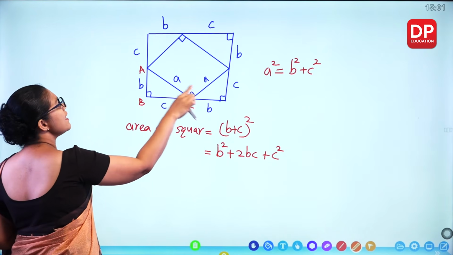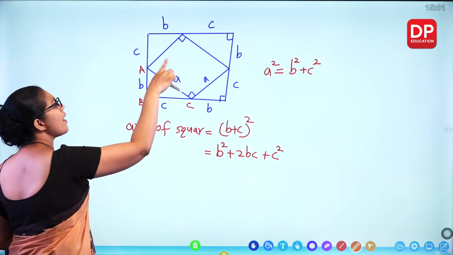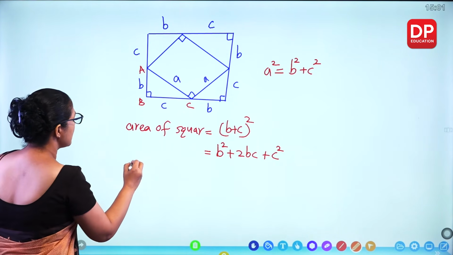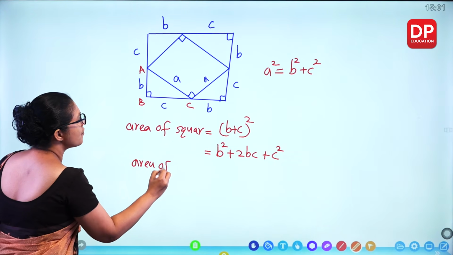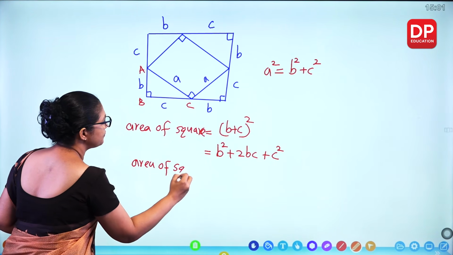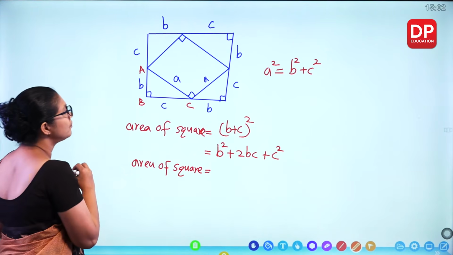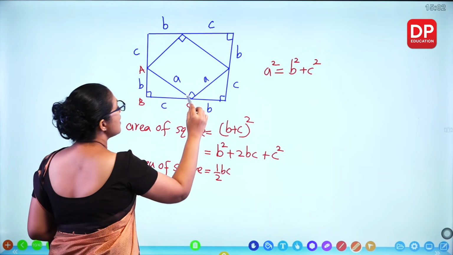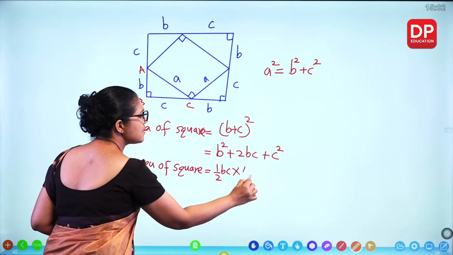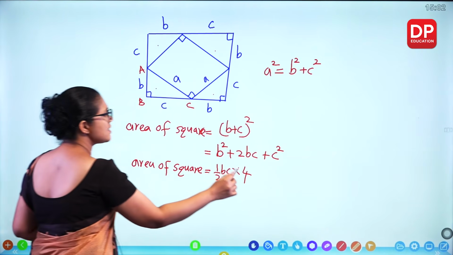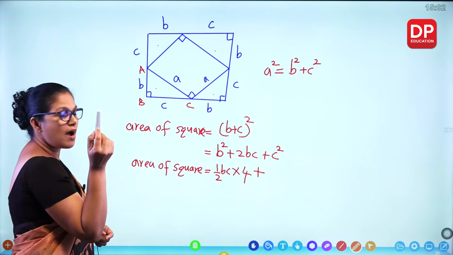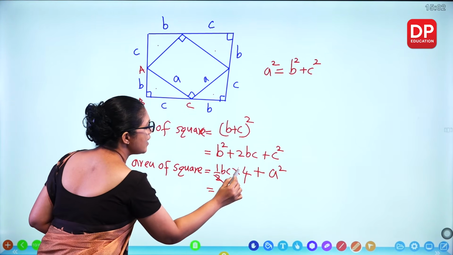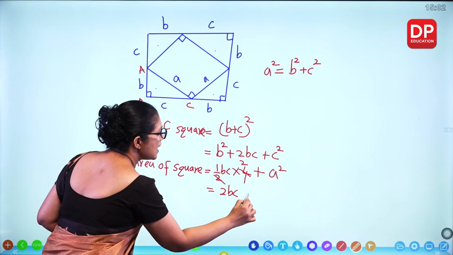If I take separately the 4 triangles and the square, what's the area? I can do the same thing. Area of the square. What's the triangle area? Half BC, half BC. How many triangles? You get 1, 2, 3, 4 triangles plus the area of the square. A into A, you get A squared. So when you simplify, you get 2BC plus A squared.